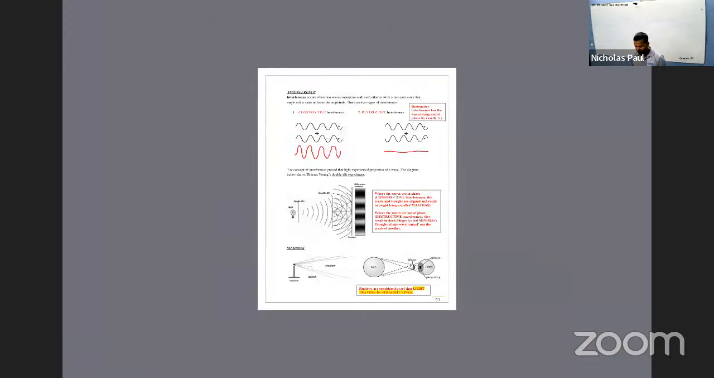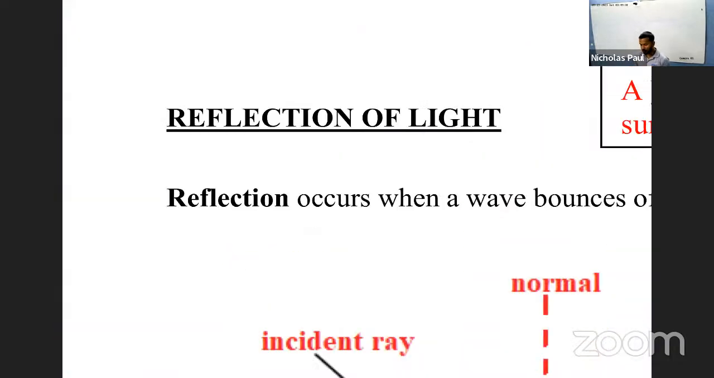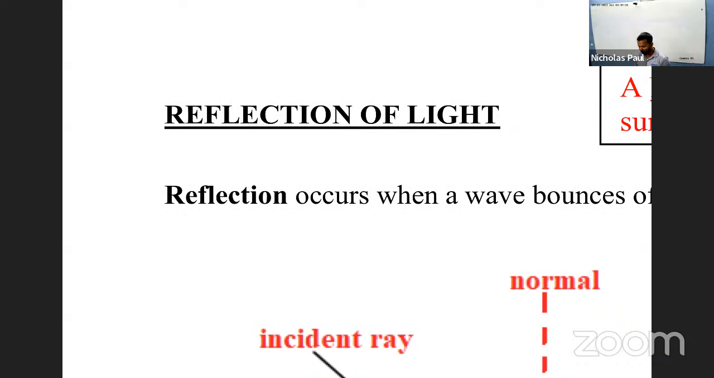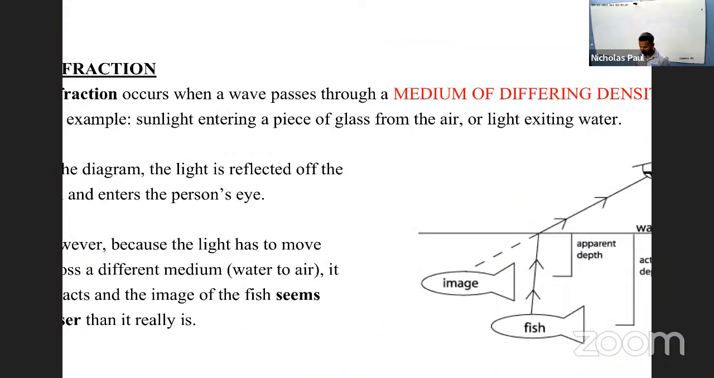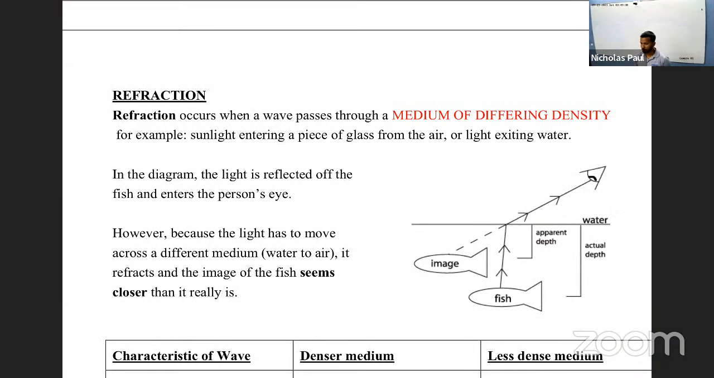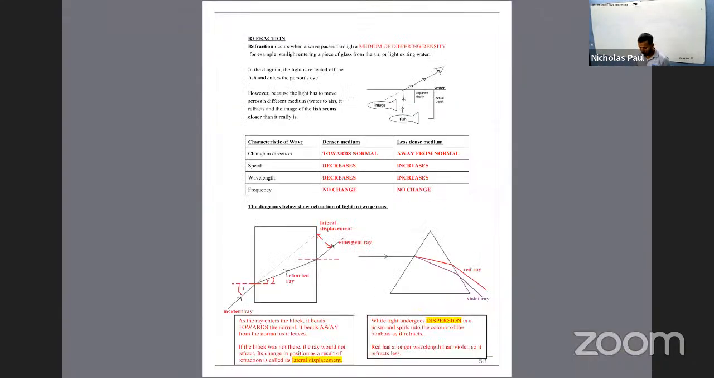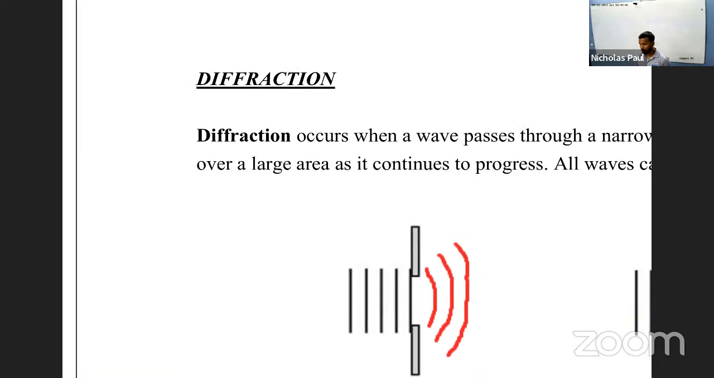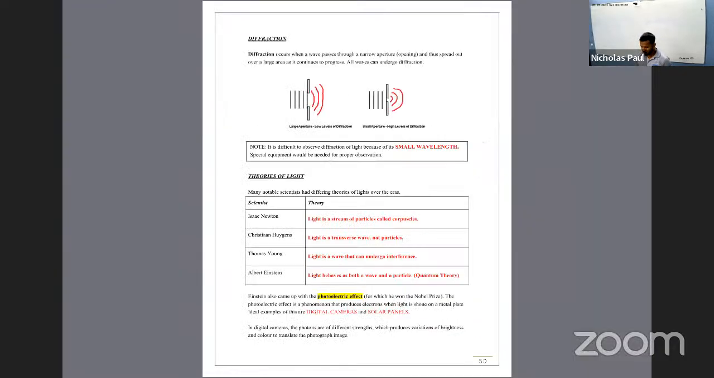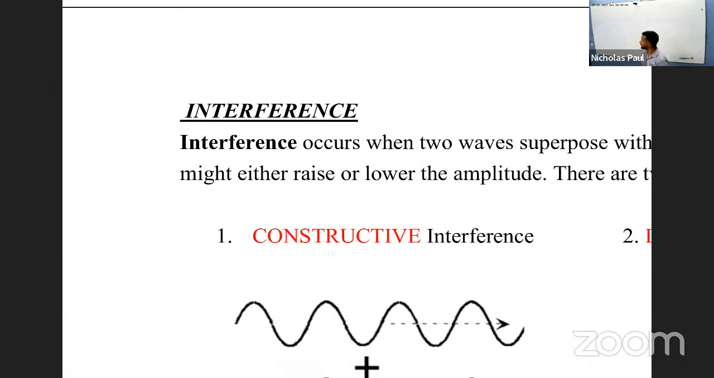Right, so write down the four wave phenomena again. Reflection, that's number one. Number two, refraction. Number three, diffraction. And number four, interference. So we're going after the first one, reflection.